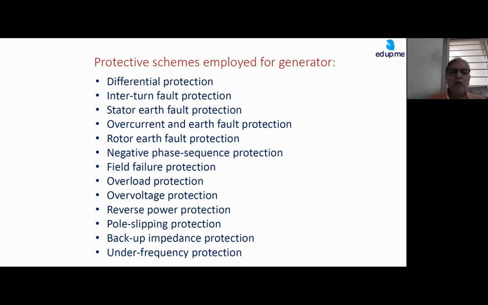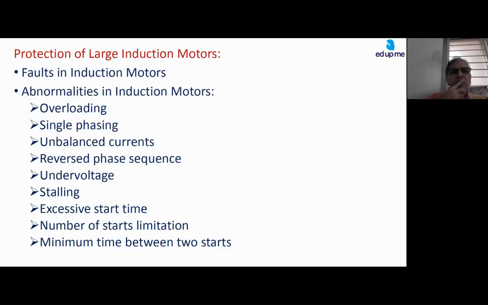So 100 is not reproduced perfectly at that 10,000 by 5 ratio. So I do not receive secondary current at all. The secondary current which is available is used for excitation of the CT only. So very specialized CTs are required for reverse power protection, right? Pole slipping protection, backup impedance protection, and under frequency protection. These are the protections for the generator, and we end with the generator here. Just to list what all is to be learned in generator protection.